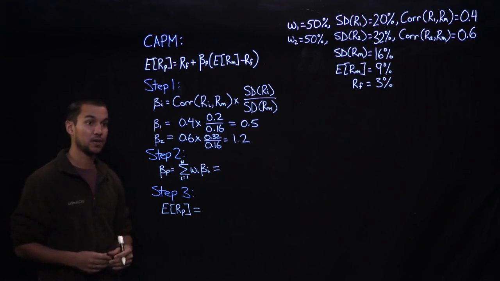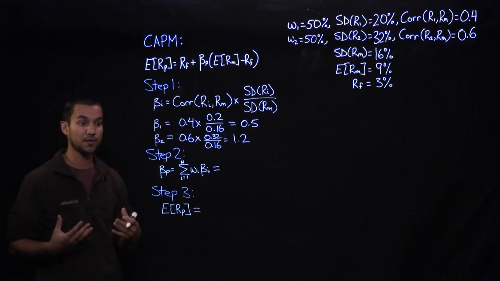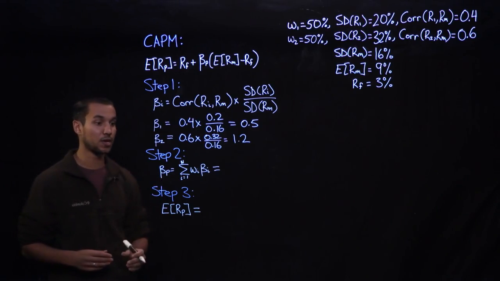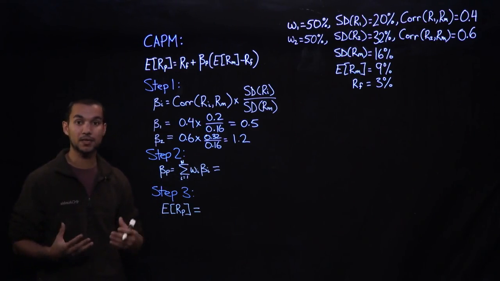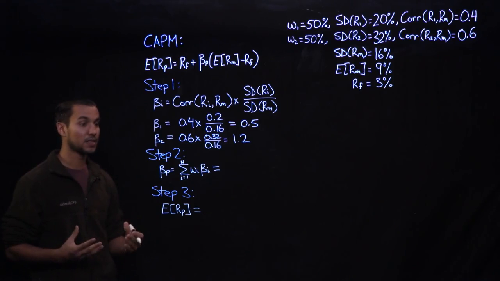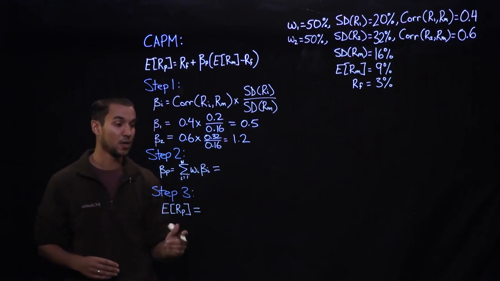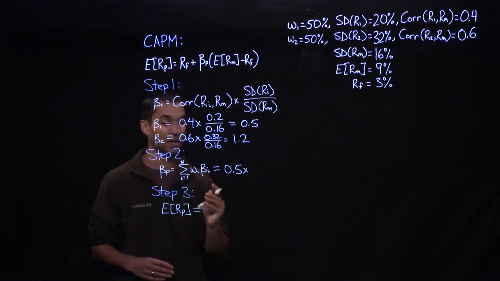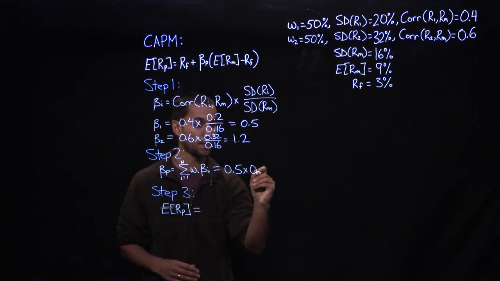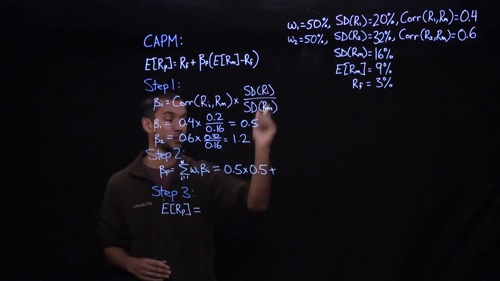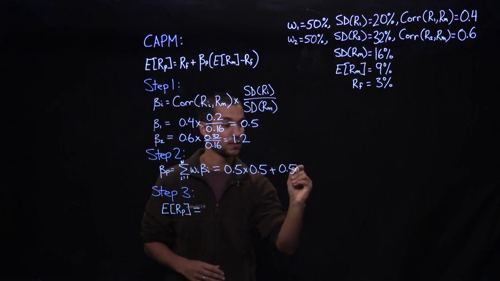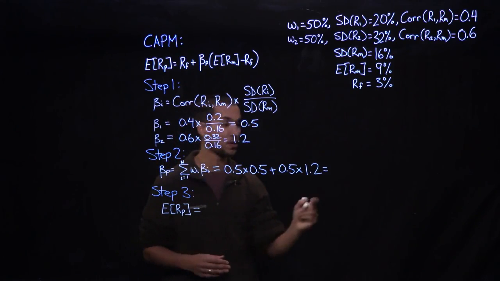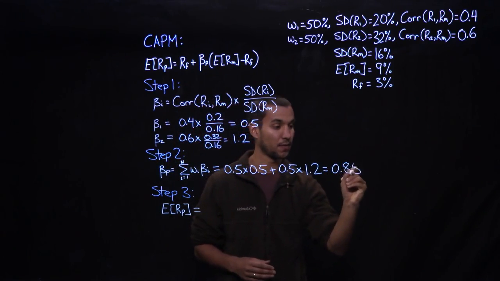Now that we have the betas of our underlying securities, we can calculate the beta of the portfolio. Remember that beta has this really nice property that the beta of a portfolio is equal to a weighted average of the betas of the underlying securities. So in this case, the beta of the portfolio is going to be equal to the weight on stock 1, which we're told is 50%, so 0.5, times the beta of stock 1, which is also 0.5, plus the weight on stock 2, 0.5, times the beta of stock 2, which is 1.2. And so the beta of our portfolio is 0.85.